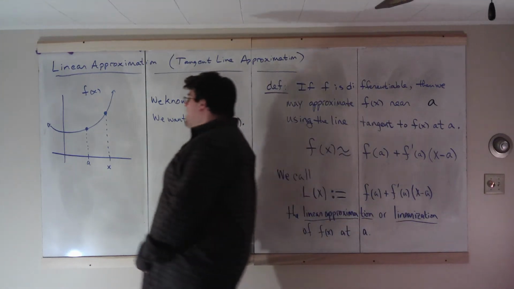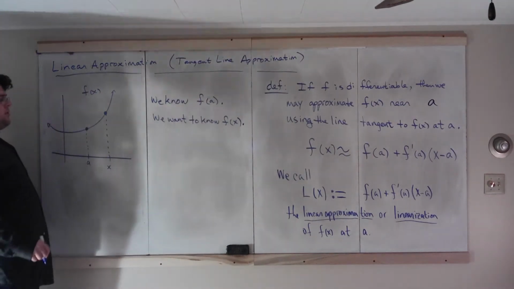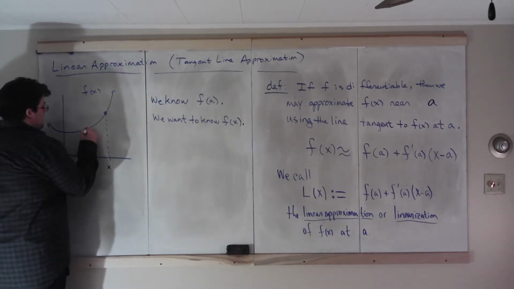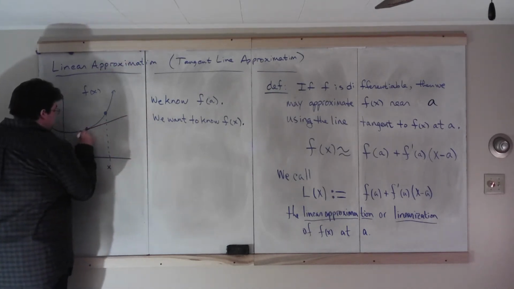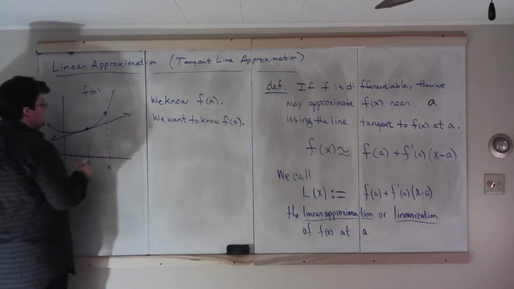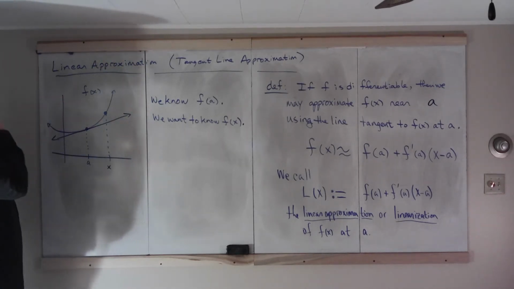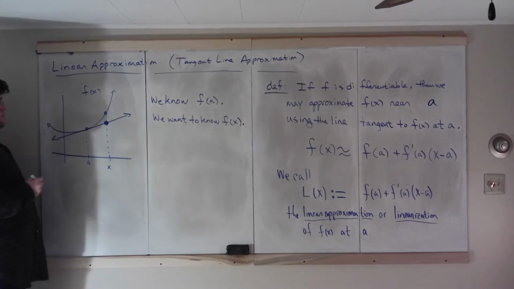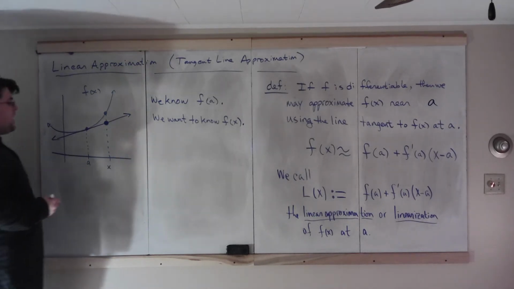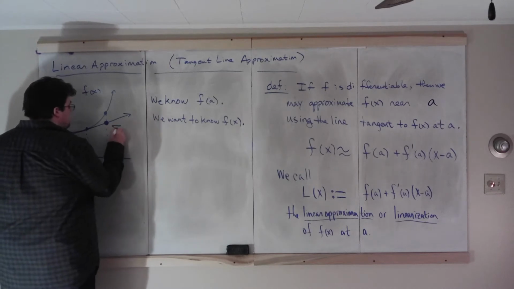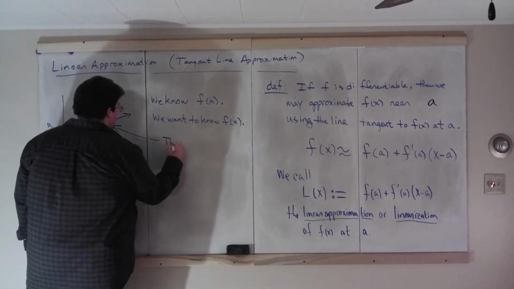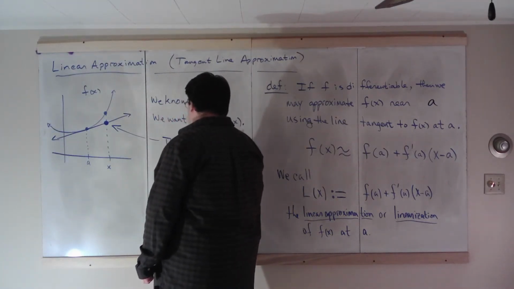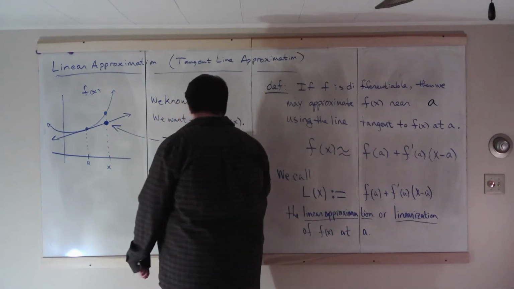Well, how can we use calculus to help get an idea about what f of x is? Well, we know that with calculus we can find an equation for this tangent line. And because of that, we can find the tangent line evaluated at x. So here we're going to note this value, this y value, the y value on that ordered pair.